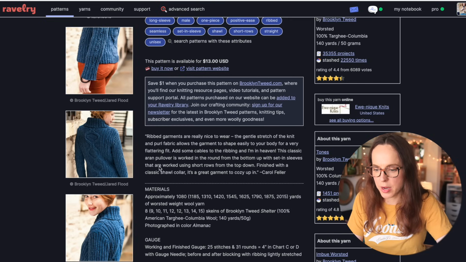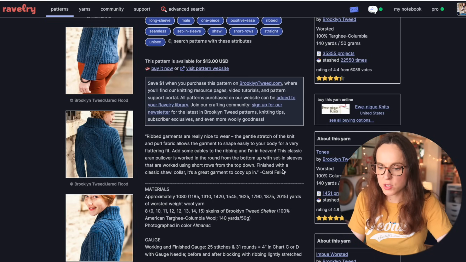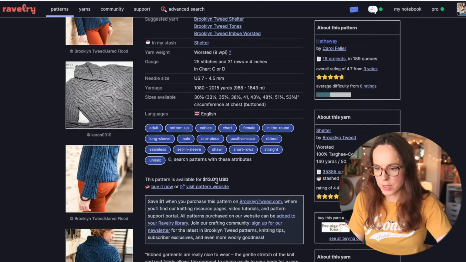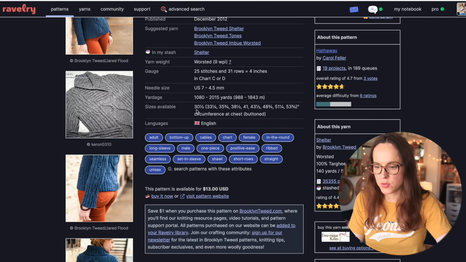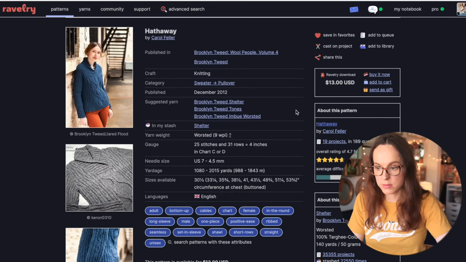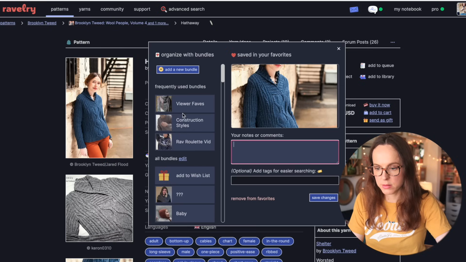The classic Aran pullover is worked in the round from the bottom up with set-in sleeves that are worked using short rows from the top down. Finished with the classic shawl collar, it's a great garment to cozy up in, and it is absolutely gorgeous. And it comes in a range of sizes from 30.5 bust circumference to 53 3/4. Worsted weight. Okay, loving that.